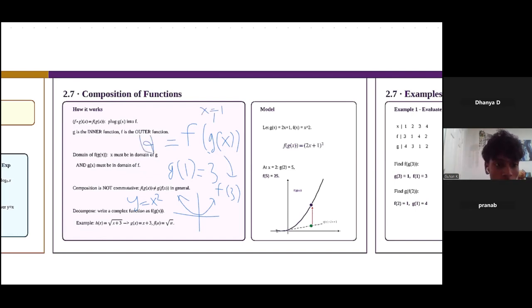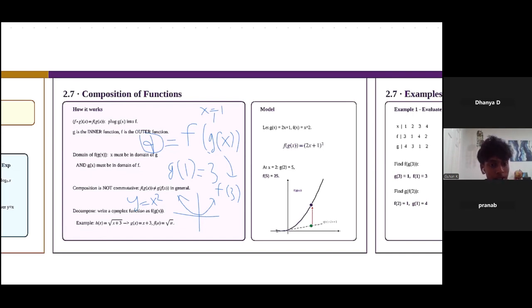And then for the domain on composition of functions and composite functions in general, x must be in the domain of g. The reason is, if x is outside the domain of g, then that would be undefined. Normally we could just write undefined, but since we're doing f of g of x, we can't have f of undefined. That doesn't make sense, right? So x must be in the domain of g, and g of x must also be in the domain of f, because you can't have undefined in composite functions.